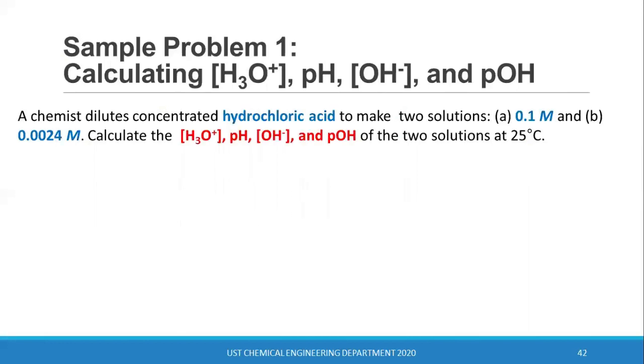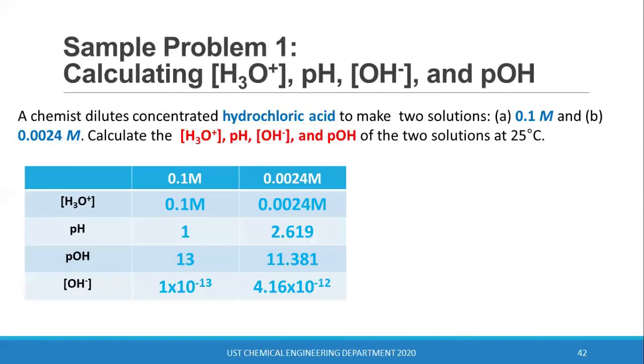First step is to list down all the necessary givens and unknowns. Here, I highlighted the necessary givens, and if you can observe, I highlighted hydrochloric acid to emphasize that it is a strong acid based on our previous discussions. As explained earlier, calculations will be a lot easier for strong acids and bases. The table shows the summary of the unknown values in the problem. If you want to try this on your own, you may pause the video.